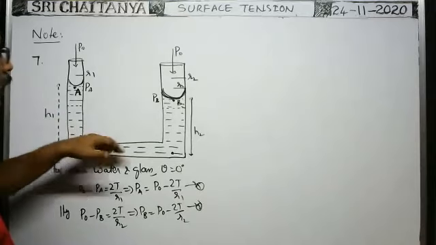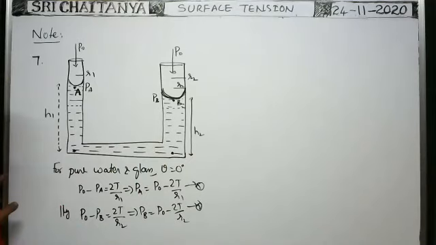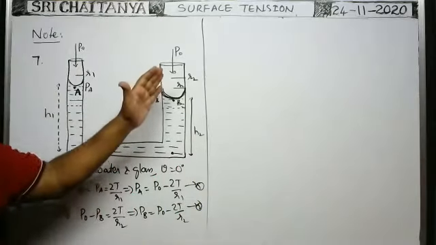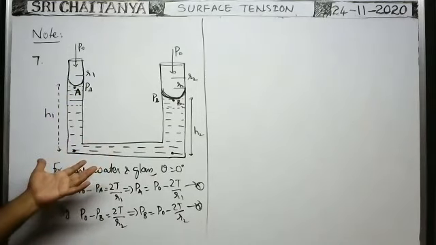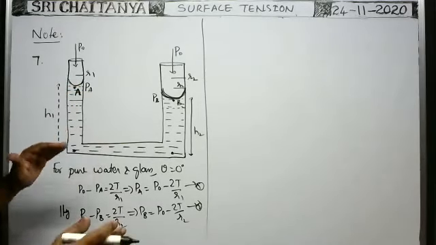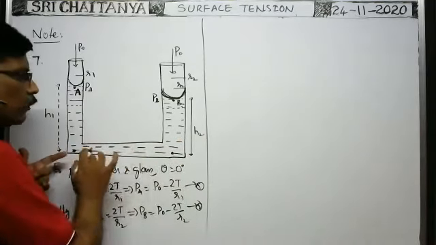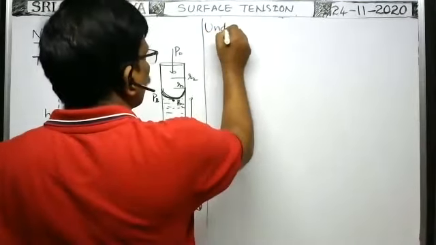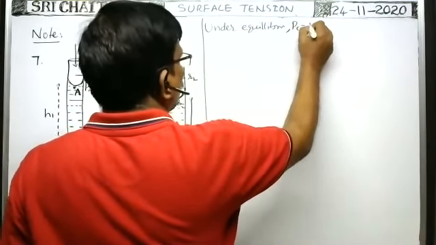Now, under equilibrium of the liquid column in the U-shaped tube, at the same horizontal level the pressures must be the same. If the fluid is flowing in the same horizontal plane, the pressures at different points are not equal. But as the fluid is stationary, under equilibrium, at the same horizontal level the pressure must be the same. Here this is the point say C, and this is the point say D. Then under equilibrium, the pressure at C must be equal to the pressure at D.